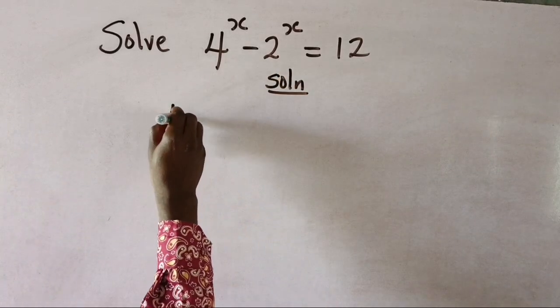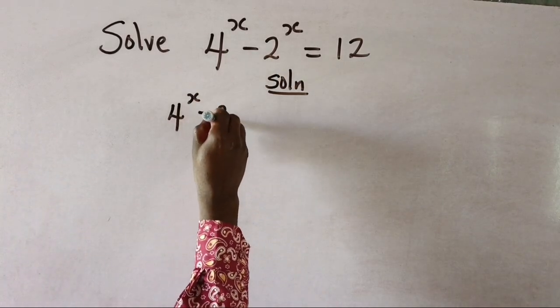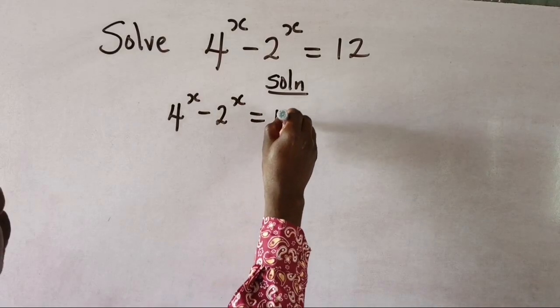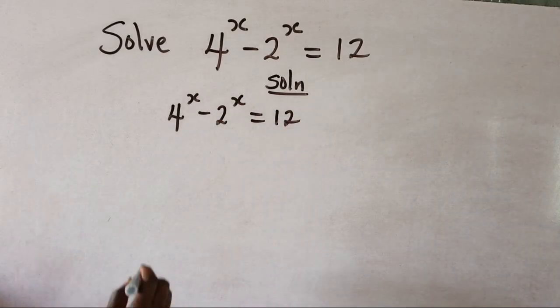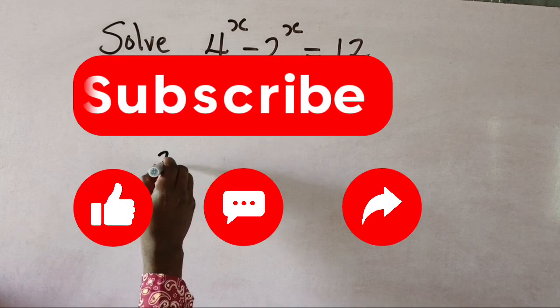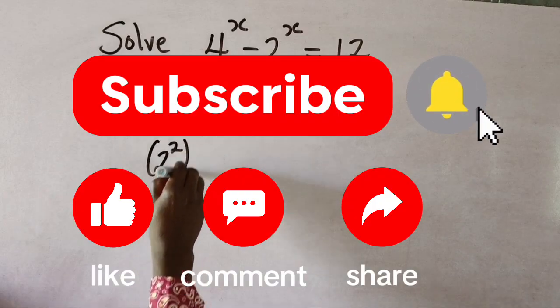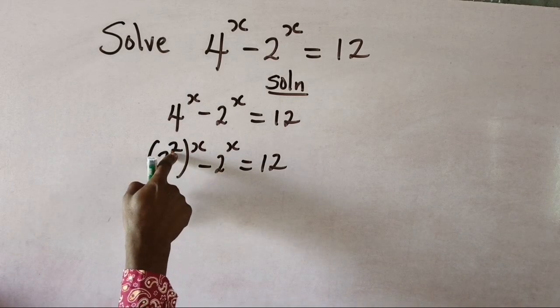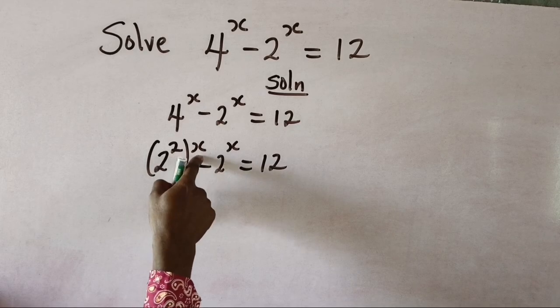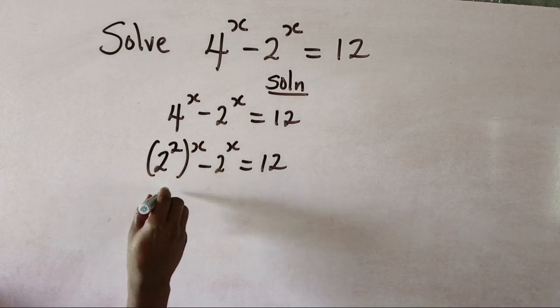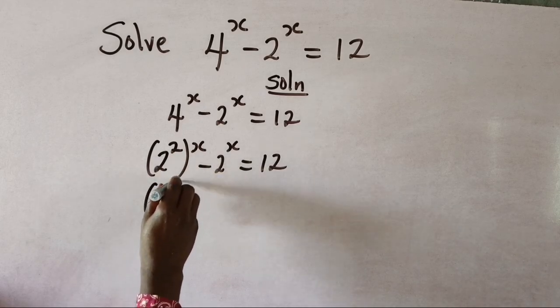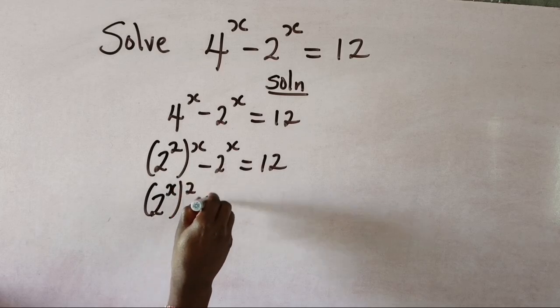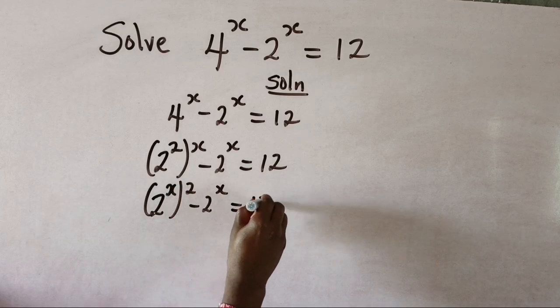We have 4 raised to power x minus 2 raised to power x equals 12. So 4 can be written as 2 squared, raised to power x. Using the law of indices, 2 times x can be written as x times 2. That is, we can write this as (2^x)^2 minus 2^x equals 12.